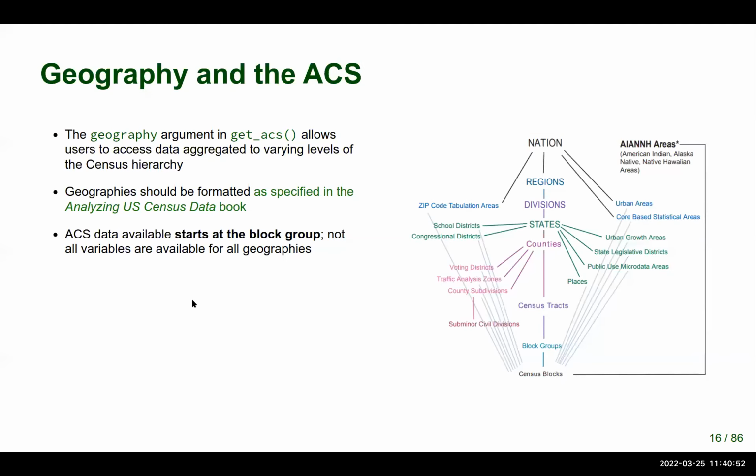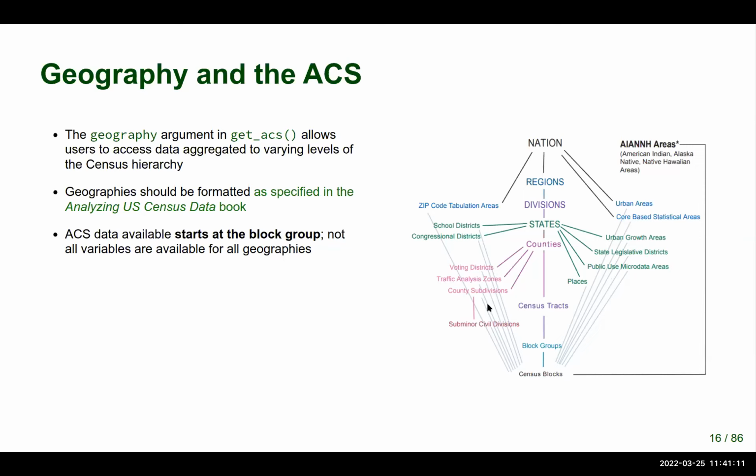So with respect to geography, remember that ACS data start at the block group level. So census blocks are the smallest geography at which we can get data in the decennial census data. We can't get block level data for the ACS. We start at the block group. You can get ACS data for all of these other geographies.